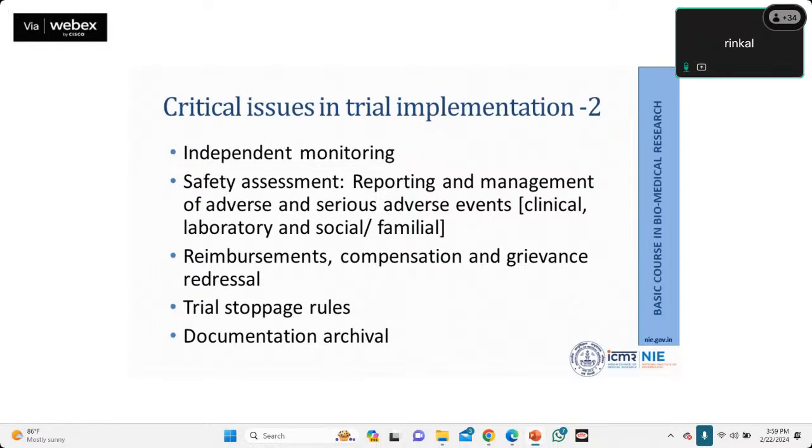That agency is also responsible for, I mean, the investigator is responsible for the reporting and management of the adverse and serious adverse events, but that agency will look after whether that is being followed or not.